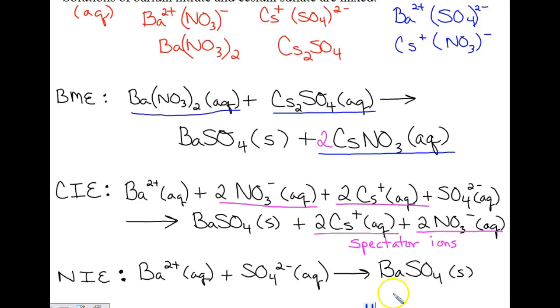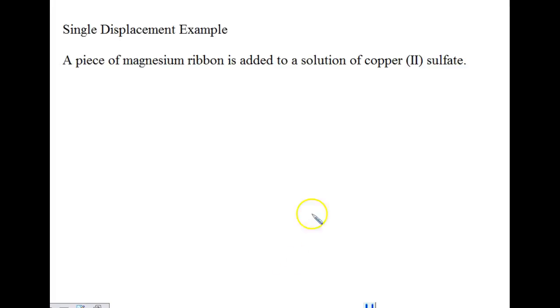Everything else was in the solution but didn't actually participate in the reaction. Next, we're going to look at a single displacement reaction. For our single displacement example, we're going to predict what happens when a piece of magnesium ribbon is added to a solution of copper 2 sulfate.